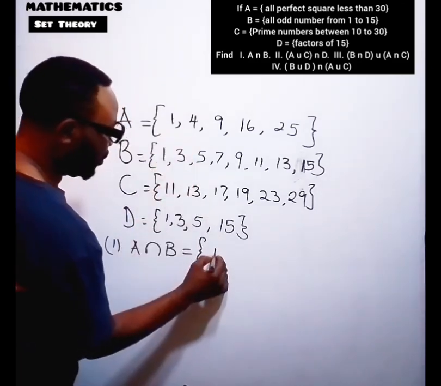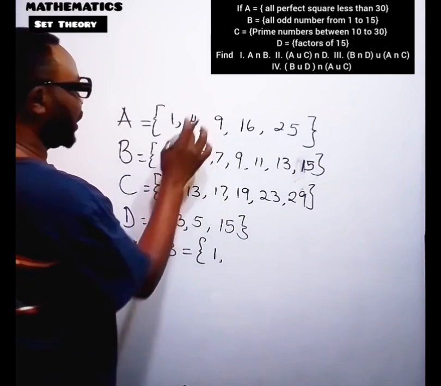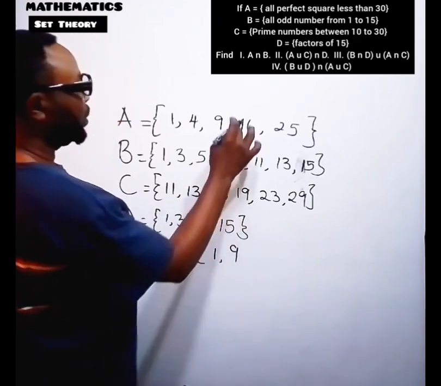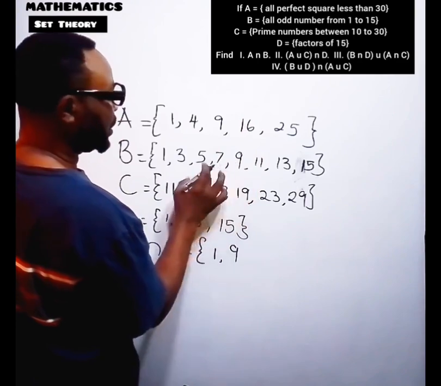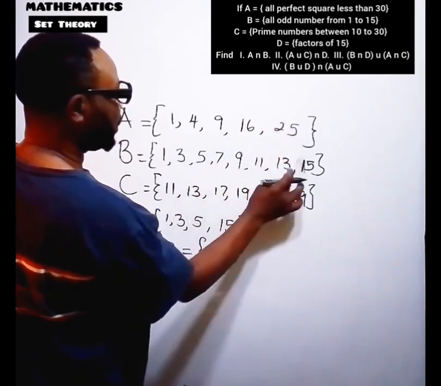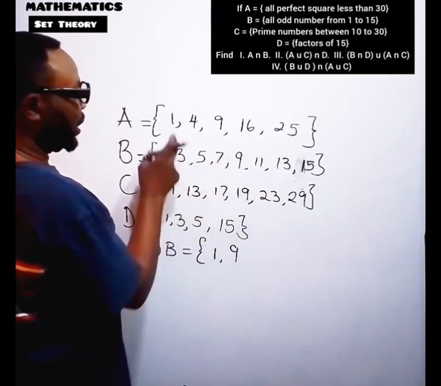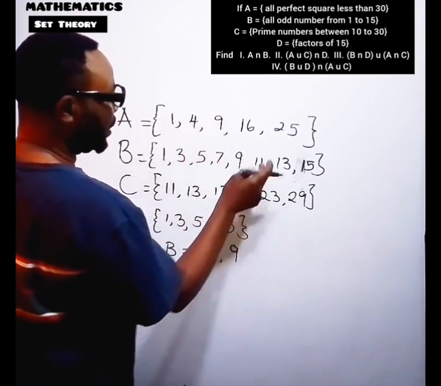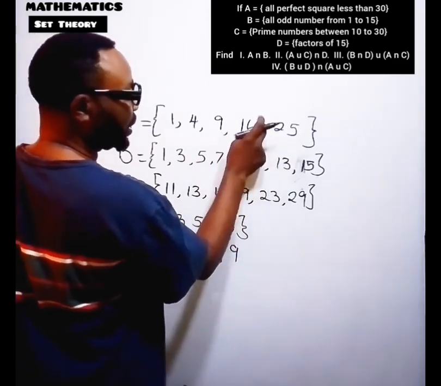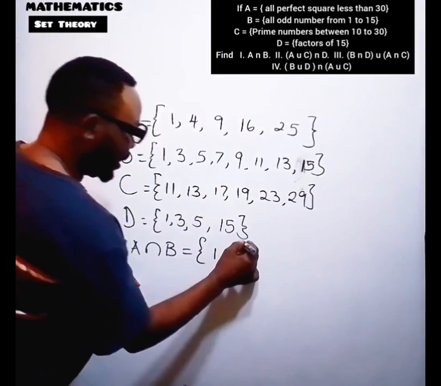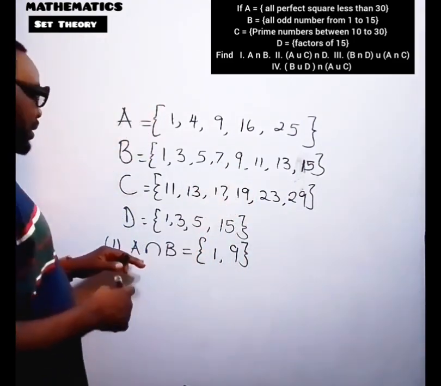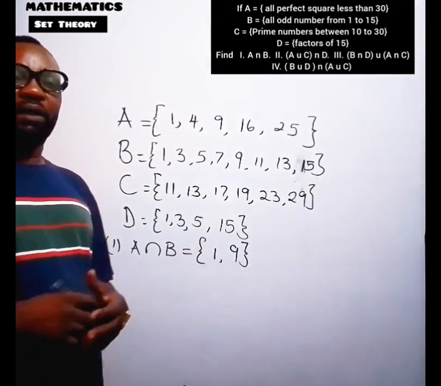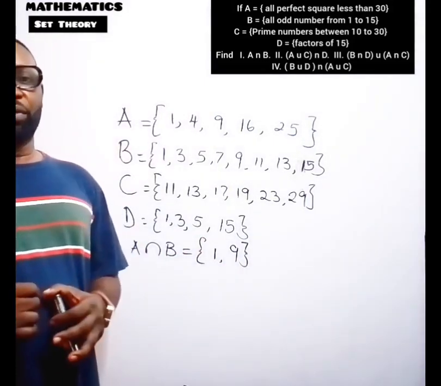A intersection B could now be: 1 is here, 1 is here, 1. 4 is here, 4 is not here. 9 is here as well, okay, 9. 16 is here, not here. 25 is here, not here. Let's check here: 3, no 3 here. 5, no 5 here. 7, no 7 here. 9, yes, we have it here. 11, no. 13, no. 15, no. Now, we can say that A intersection B is equal to {1, 9}. That is the value of A intersection B.